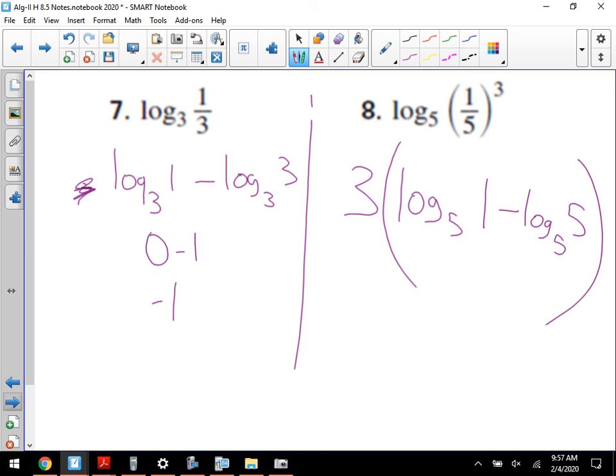What's log base 5 of 1 again? 0. What's log base 5 of 5? 1. So you get 3 times the quantity 0 minus 1, otherwise known as? -3. Because once again, if you look at the original problem, isn't 1/5 5 to the -1? And then you have 5 to the -1 to the third, power to power, you multiply, you get -3.